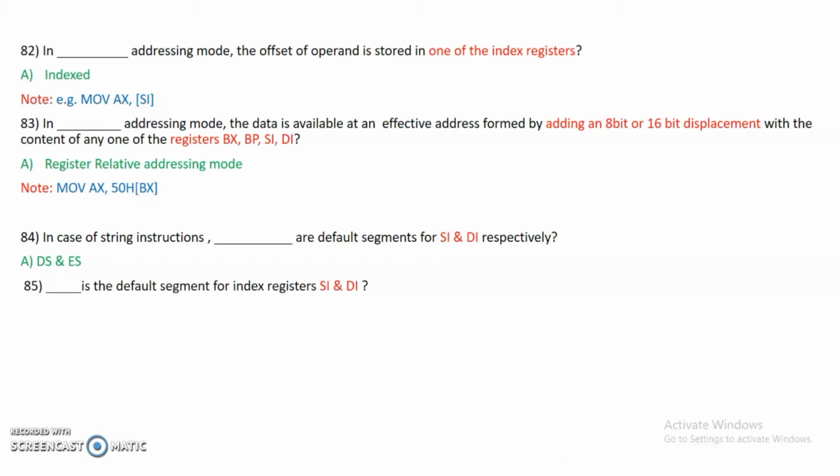Bit number 85. Dash is the default segment for index registers SI and DI. So the answer will be DS. Data segment register is the default segment for index registers SI and DI.